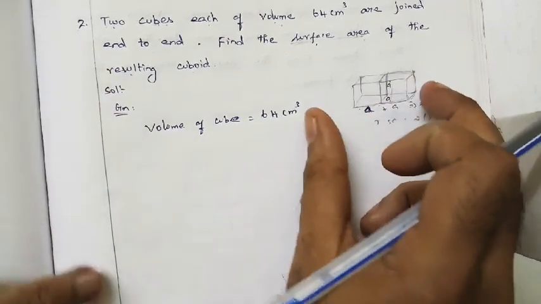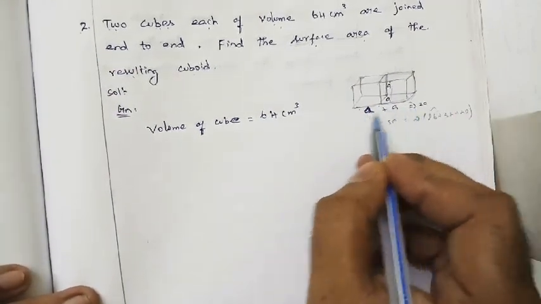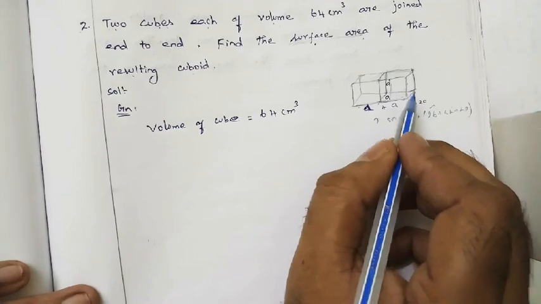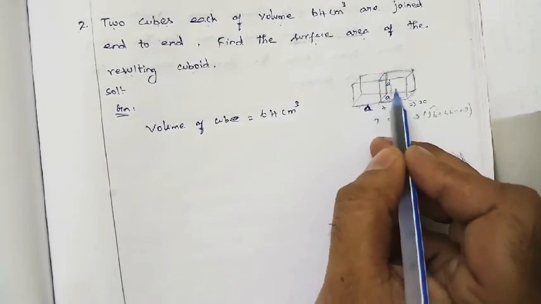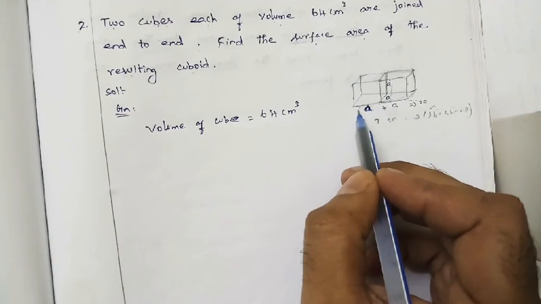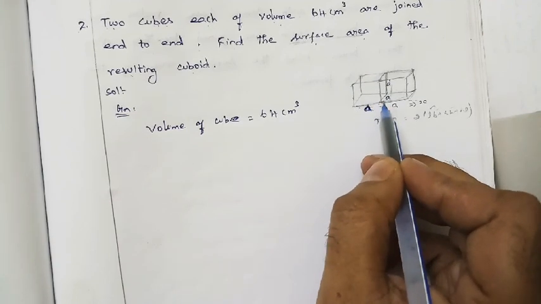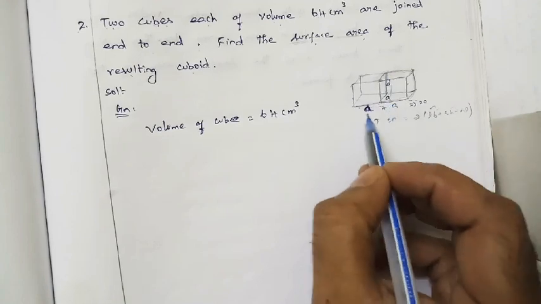While we are joining like this way, the length will get changed. Breadth and height will remain the same. The length alone will get changed. While I am just keeping this cube on the top of another cube, the length as well as the breadth will be the same. The height will be different. The height is nothing but 2 times of A.